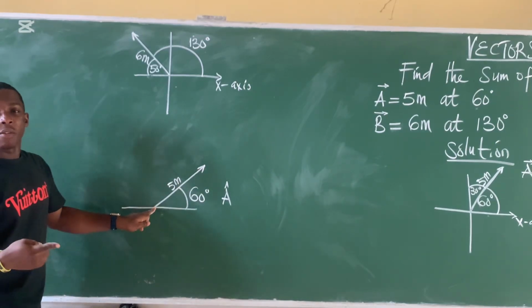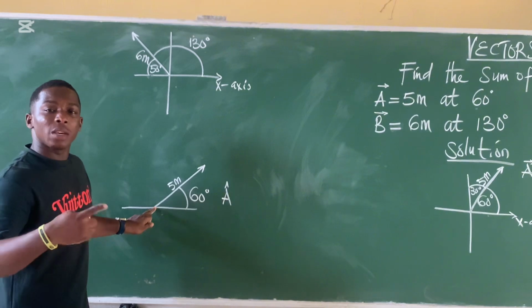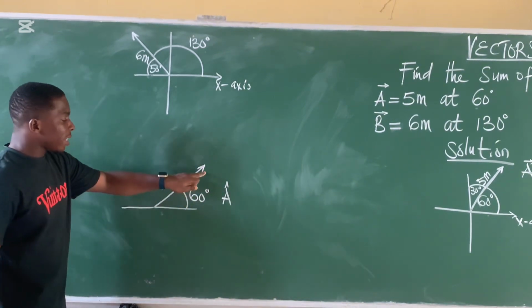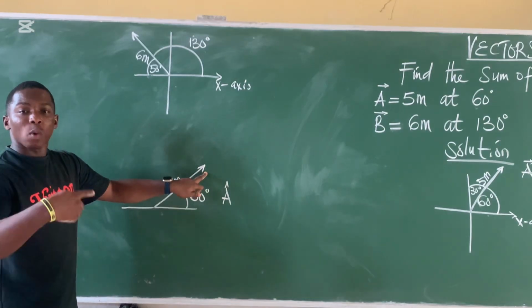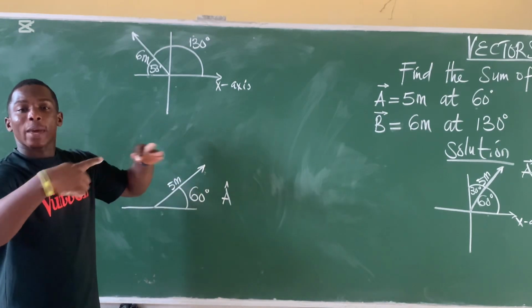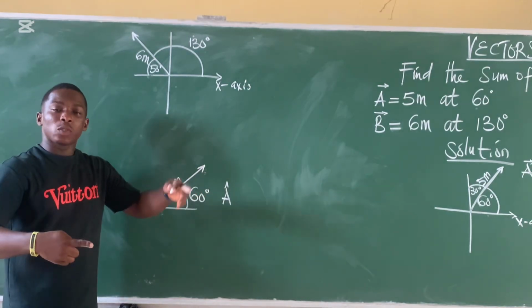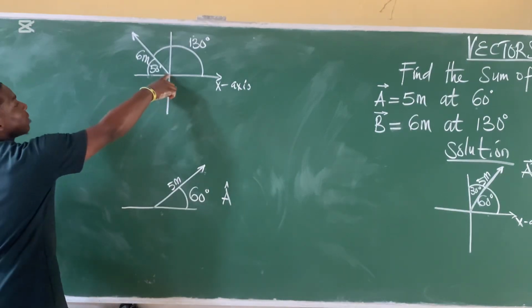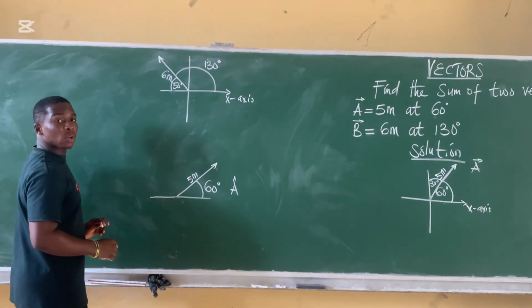In graphical representation of vectors, we add head to tail, and not tail to tail. So to the head of vector A, I'm going to add the tail of vector B. You don't add head to head. You add head to tail. So this is the head of vector A, and I'm going to add the tail of vector B to the head of vector A.